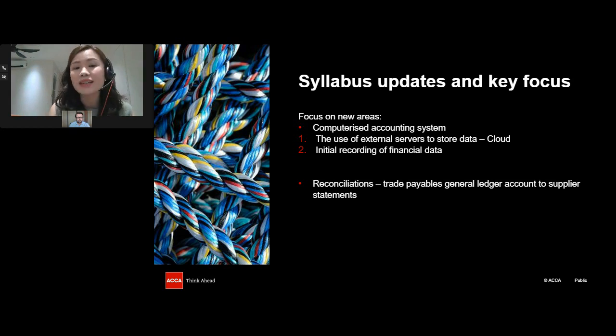So what about FA2 now? Let's have a look at the syllabus updates and the key focus as well. Again, we're here to focus on the new areas, as we have seen earlier in FA1. Our focus is mainly on the computerized accounting system, and particularly on the use of Excel spreadsheets to store data or the cloud accounting system.